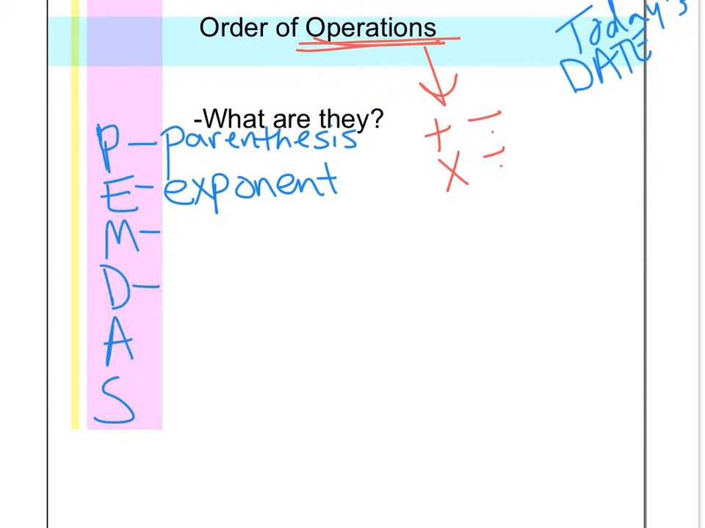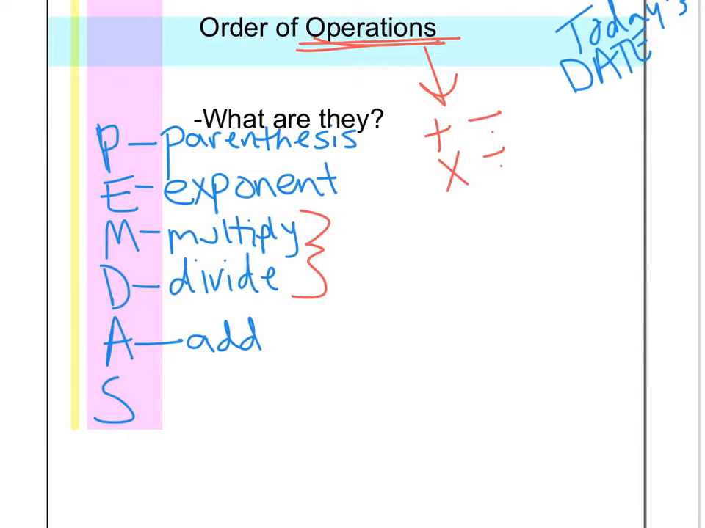Then we have multiply and divide. And multiply and divide can really be in either order, so we usually just do them in whatever order we see them. It doesn't matter if you multiply first and then divide, or you could divide first and then multiply. So they can be switched, they go together. And then the A and the S stand for add and subtract. And once again, these two also can be done either addition first or subtraction first.